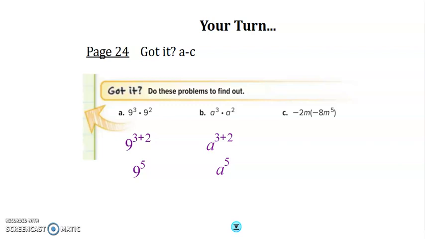And then in C, we need to do a little bit of rearranging. We're going to get those coefficients negative 2 times negative 8 together, and then we have m to the 1st here and m to the 5th, and we're going to add those exponents. So that's negative 2 times negative 8 times m to the 1 plus 5. So negative 2 times negative 8 is positive 16, m to the 6th.